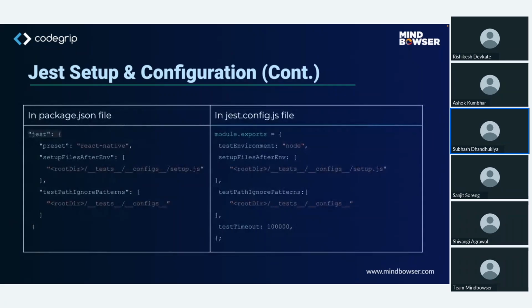In custom configuration, we can set up in two ways. First, we can add a Jest configuration in the package.json file. Here you can see on the left side of the table. On the other hand, we can create a new file with the name jest.config.js in the project root, like on the right side of the table. If you have created a new file like this, then you have to add this file name in the script of the package.json file, where you have written test as jest.